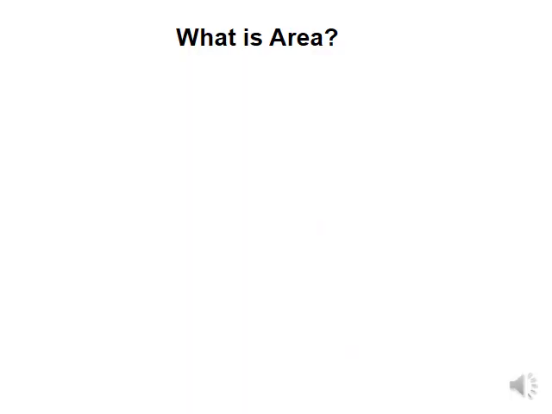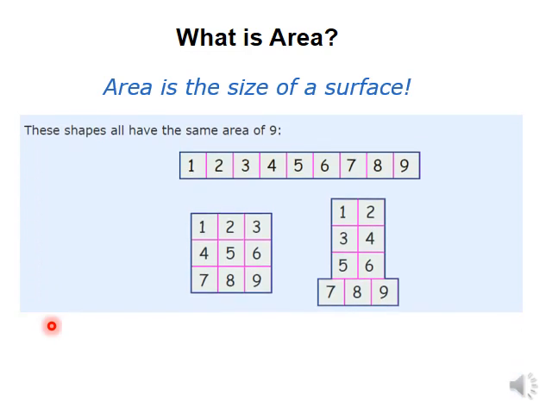So, what is area? Simply put, area is the size of a surface. If you have a look at the shapes, these shapes all have the same area, which is 9, okay? Because the size of the surface in the middle of the shape is 9. So you can see each of these shapes have a surface area of 9. And although they're different shapes, they still have the same surface area.